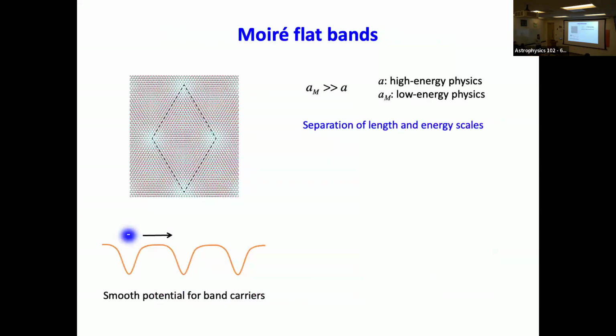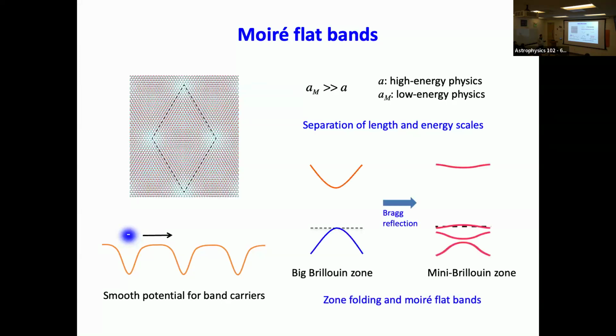Okay, flat bands. Usually we are dealing with moiré materials in this limit, where the moiré period is much larger than the atomic length scale. So to a very good approximation, we can even forget about the original lattice and just treat our electron with a certain band mass moving in the smooth periodic potential defined by the moiré lattice. And then you start with bands in the big Brillouin zone, get extra Bragg reflection due to the superlattice, you get a mini Brillouin zone, and a series of flat bands formed in this type of structure.